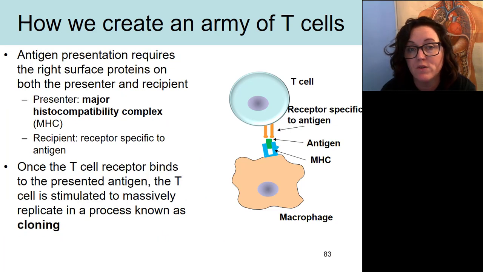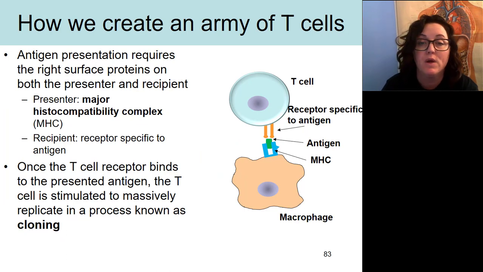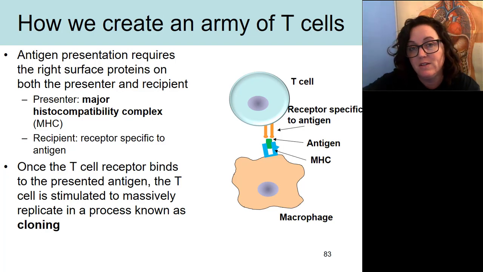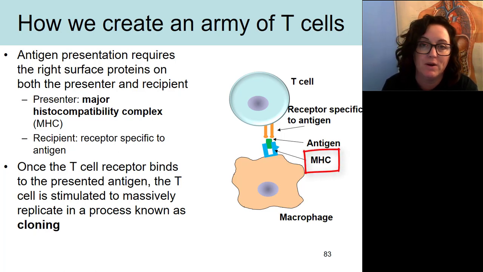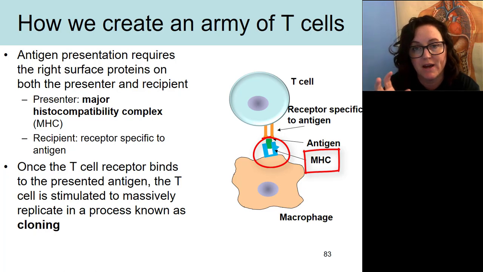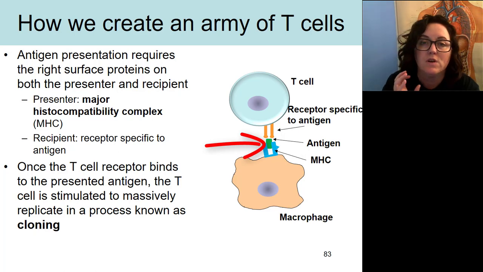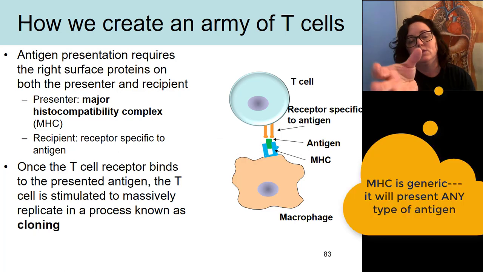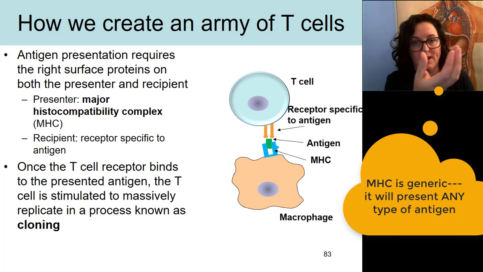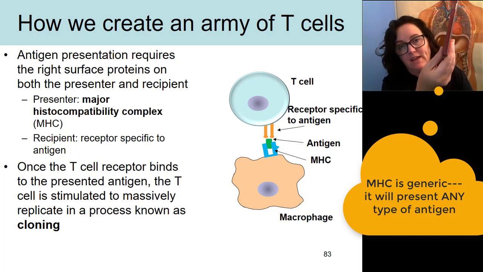Antigen presentation requires the right surface proteins on both the presenter and the recipient. The cell presenting the antigen always will present antigen using something called major histocompatibility complex protein, better known as MHC. In the picture on the screen here, we can see our macrophage has those blue blocks on it, and those blue blocks are representing the MHC. The green thing is the antigen. So the presenter will always hold out the antigen with MHC. So let's say my hand is the MHC and my phone is the antigen, right?